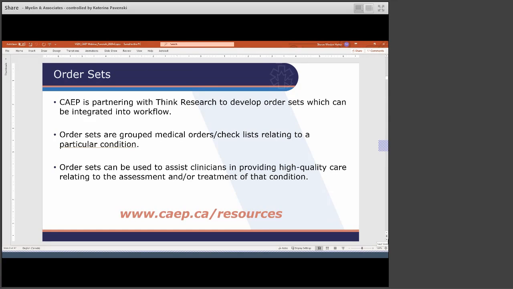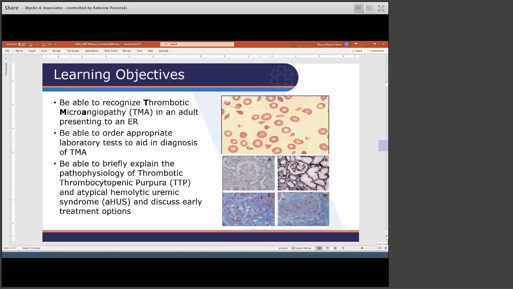So order sets are really important because they can guide high-quality care, especially if they're evidence-based and relating to best practices. And so I'm hoping that the order set that we'll be talking to you about today will be of use.